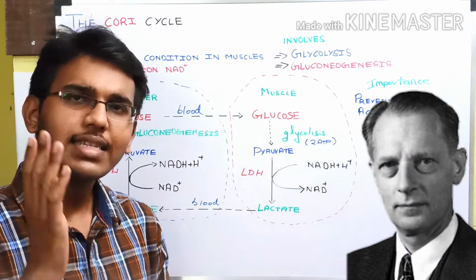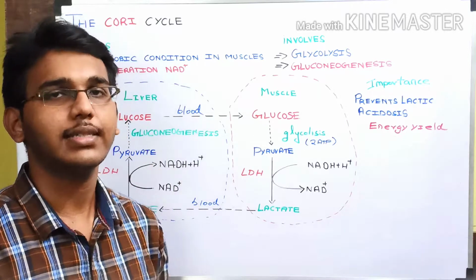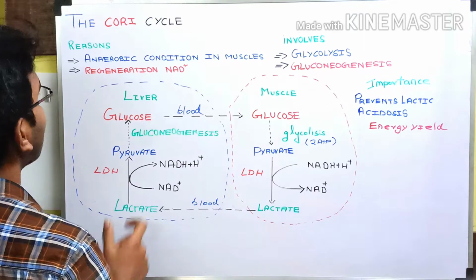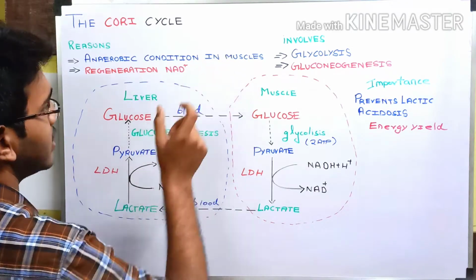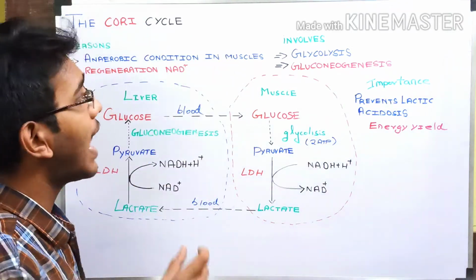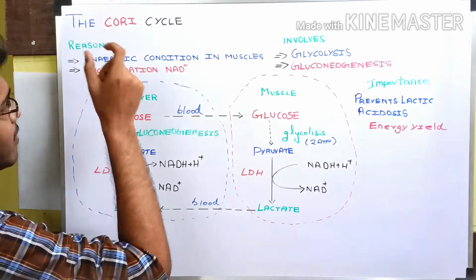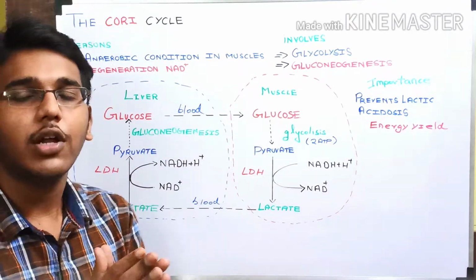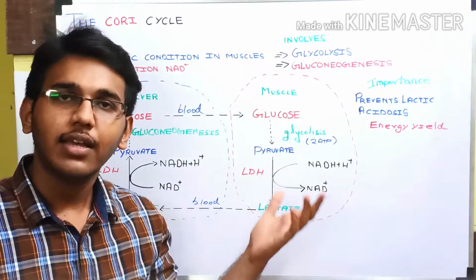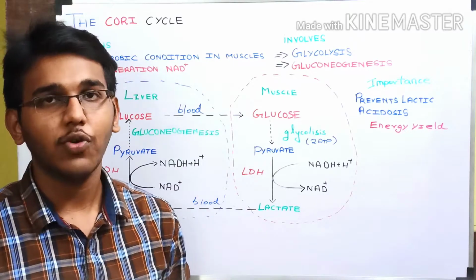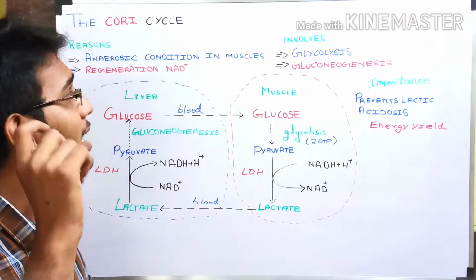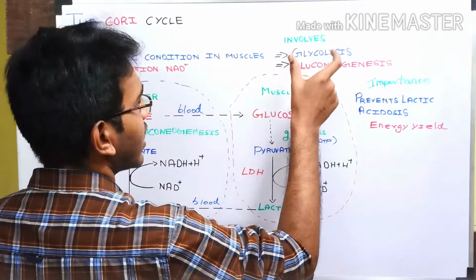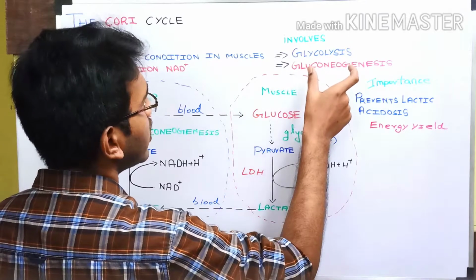And what are the reasons behind this cycle? There are two important reasons. The first reason is the anaerobic condition present in the muscles during vigorous exercise, and the regeneration of NAD+ in this anaerobic condition of muscle cells, which we are going to see in detail in the video. So please don't skip the video and watch till the end. And next, it involves two important metabolic processes, that is glycolysis and gluconeogenesis.